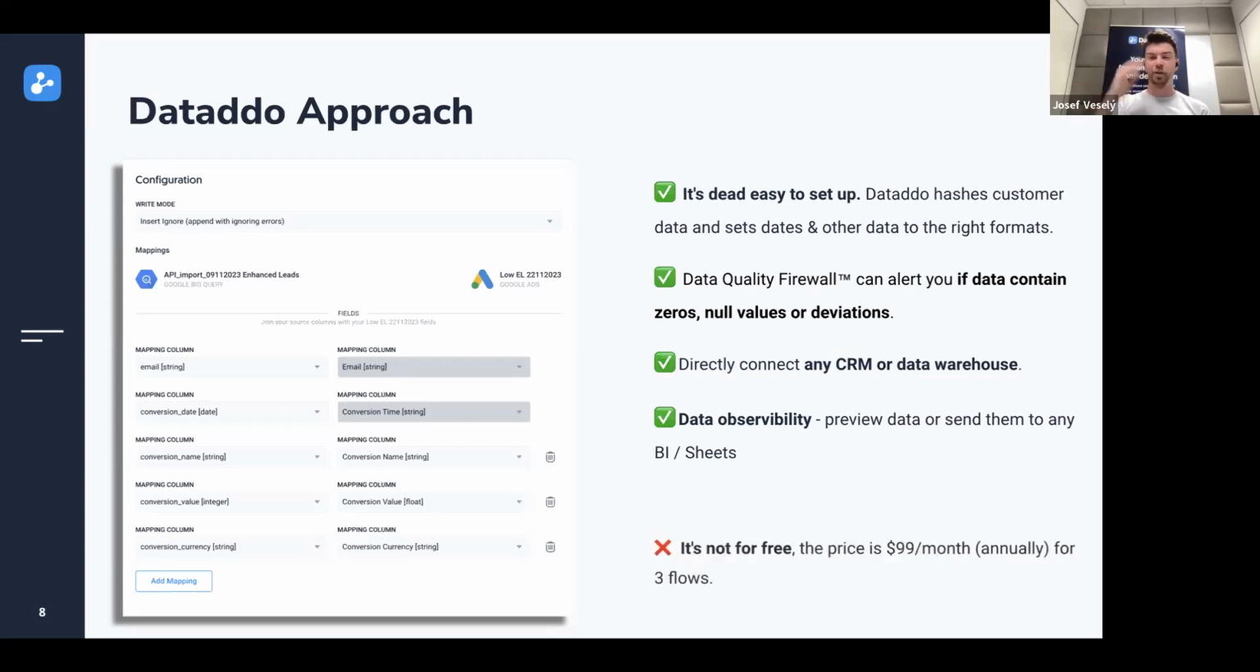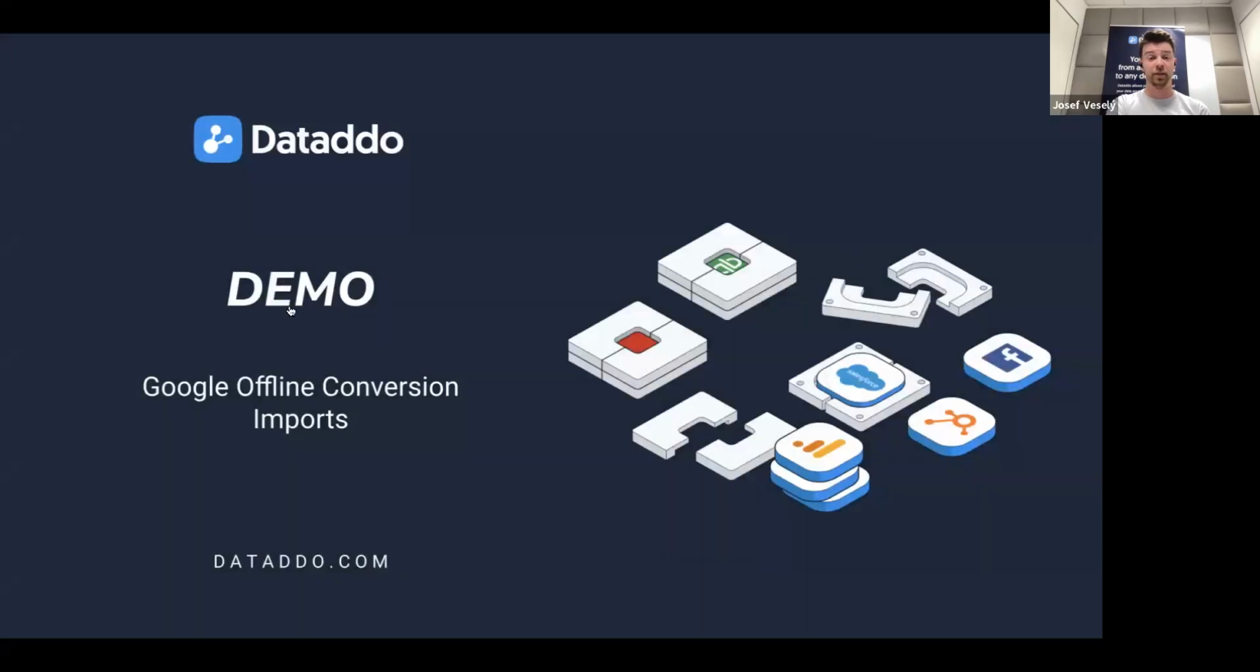And finally, just so we're not singing praises about ourselves, I have to mention one con, and that is that for all of this goodness, the solution is not for free. So the base price currently starts at $99 per month for annual contracts. And for that, you can have three flows. I'll show you exactly how those flows work in a bit. But what this means is you can basically populate 3 different conversion actions in Google Ads. So I suppose that's done, and let's head to the actual demo.